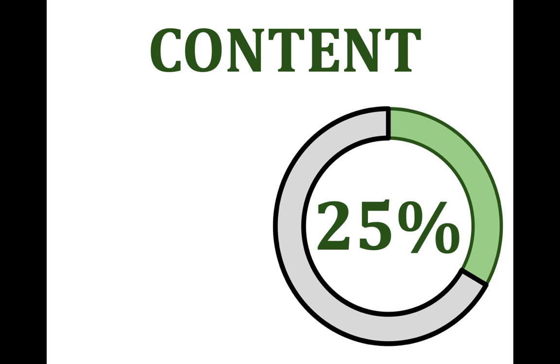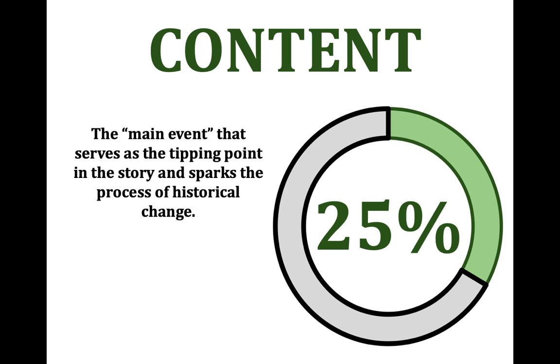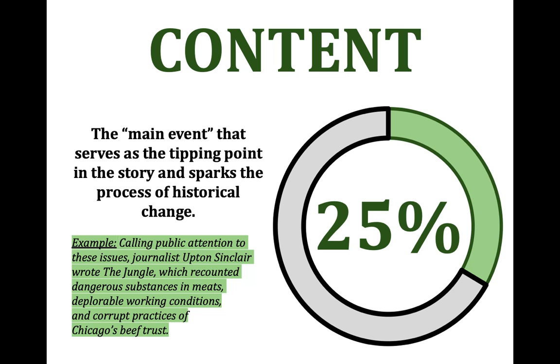So for that next 25% of your thesis statement, the content is that main event. It serves as the tipping point, the inflection point in your story that sparks the process of change. Oftentimes, the actors in that moment are aware or they are intending to make change, but they can't fully see not just the short-term reactions of individuals and groups, but they also cannot necessarily see the long-term changes that will come long after they've made these big decisions during this main event. So let's take a look at another one of those examples and help us understand what type of information might be in the content section.